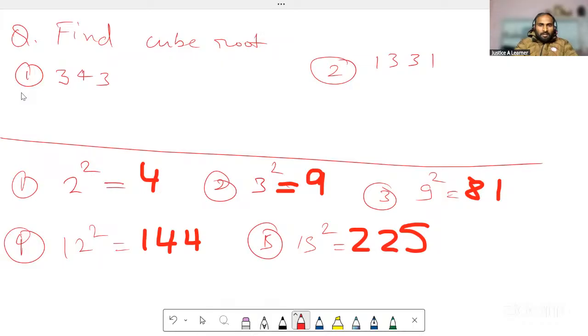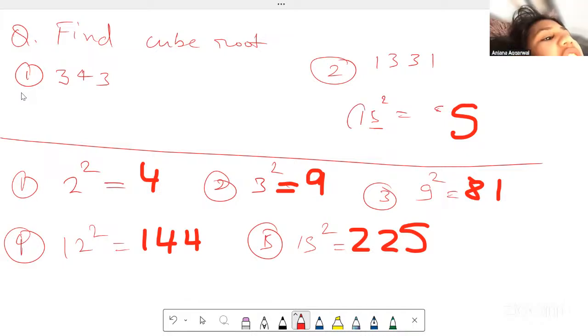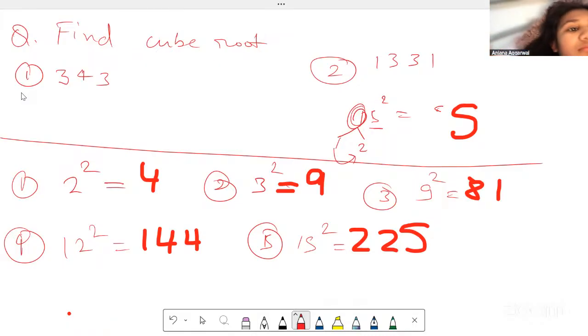Do you know there is a trick to find the squares of numbers which end in 5? What is that trick? 5 will go at the back. 5 stays at the back, and the number just before 5 would be multiplied with the next number coming after it. So this would be multiplied by 2 and 1, and at the end we'll write 25.